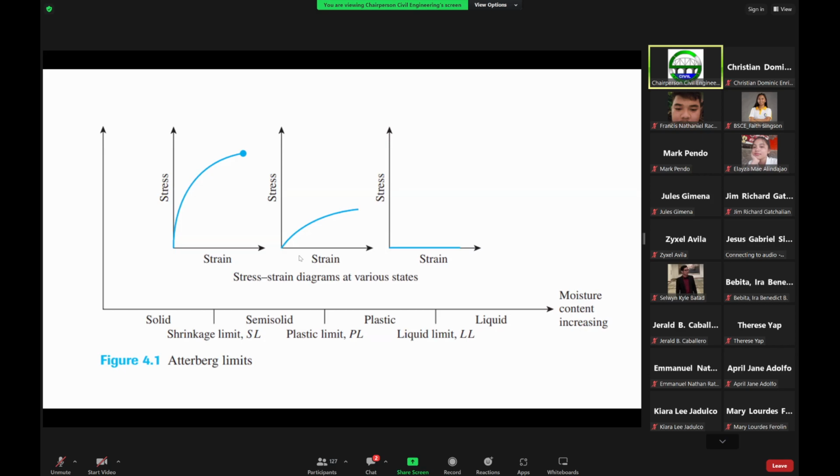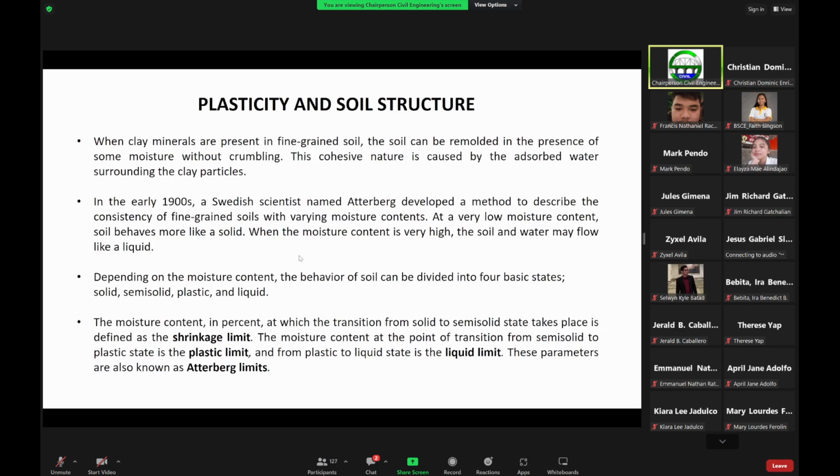Now, the moisture content in percent at which the transition from a solid to a semi-solid state takes place is defined as the shrinkage limit. So that's the moisture content. Now we are basically talking about moisture content.